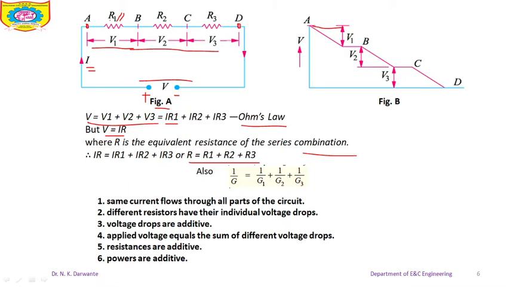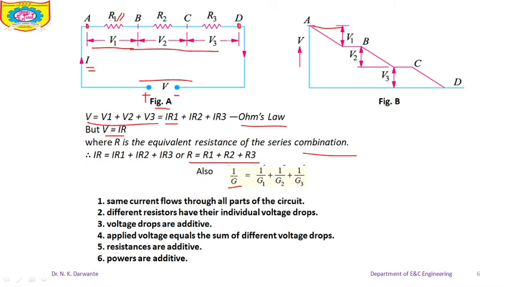Similarly, the conductance can be calculated. If G is the conductance, then it is nothing but the reciprocal of resistance. Therefore, we can replace R as 1 by G, and similarly R as 1 upon G1 plus 1 upon G2 plus 1 upon G3.